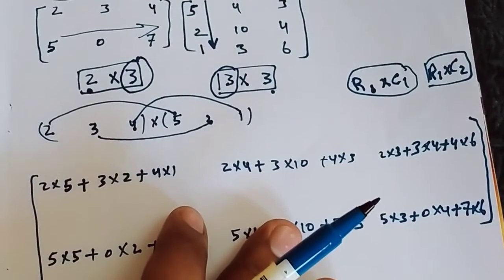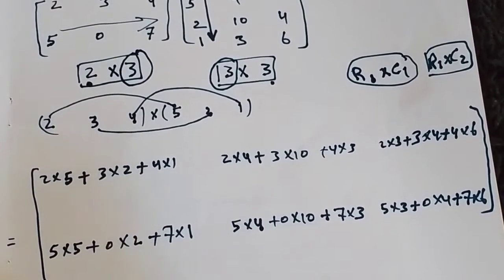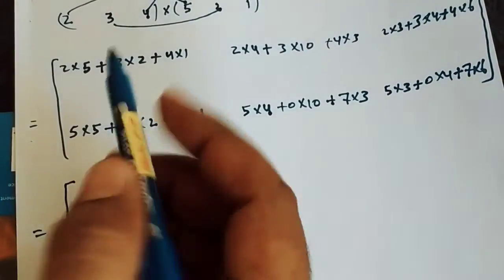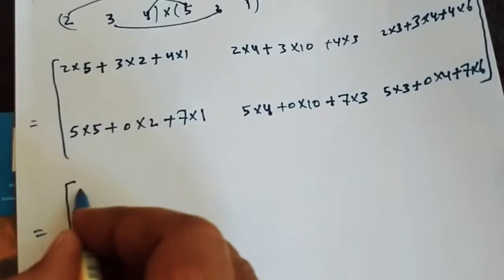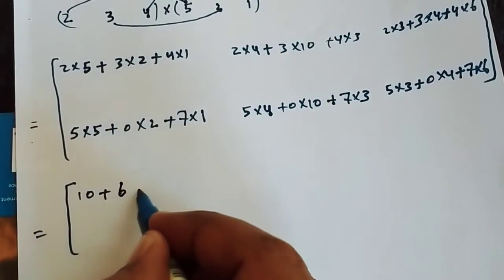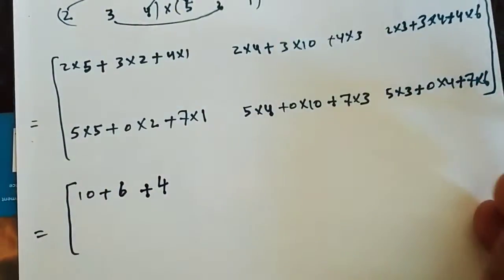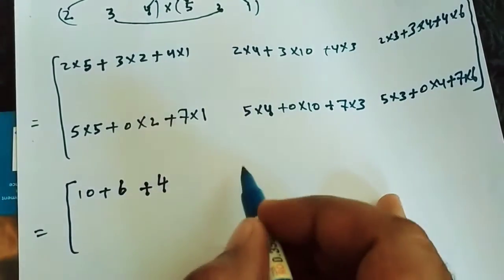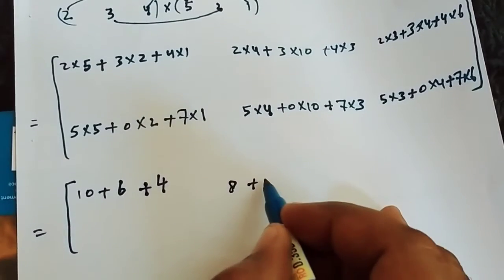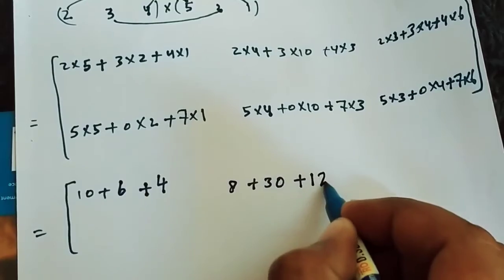Now we will find the solution, I mean the final answer. Let's see, my dear. Now 2 multiply 5 equal what? 10. 3 multiply 2 equal 6. Plus 4 multiply 1 equal 4. This is the first element. Then 2 multiply 4 equal 8, plus 3 multiply 10 equal 30, plus 4 multiply 3 equal 12.